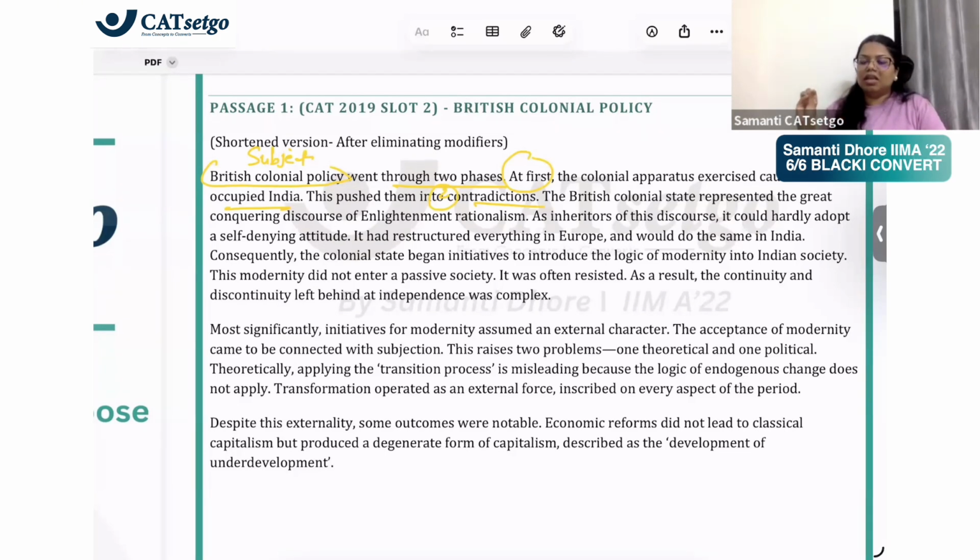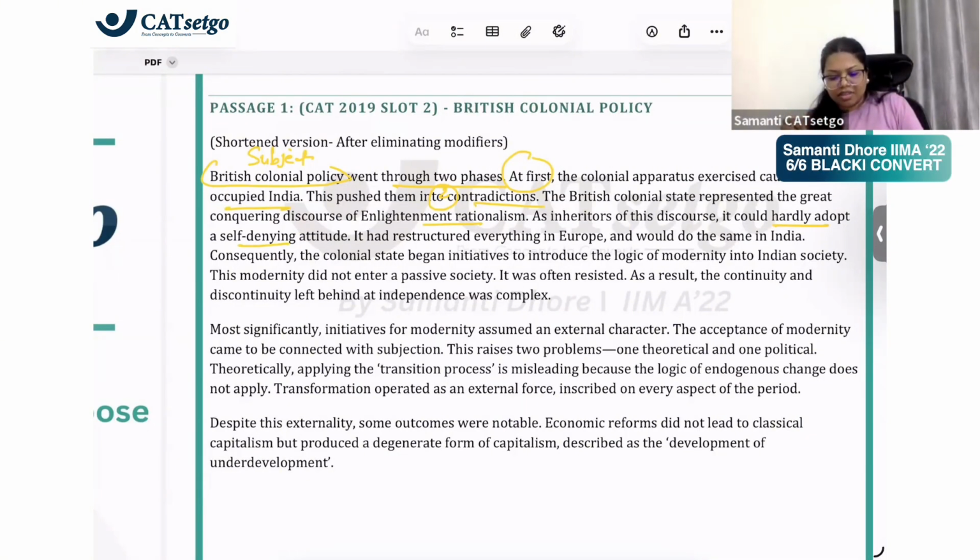The British colonial policy went through 2 phases. The first was tactically, they occupied the entire India. Second, what happens is that it put them into contradiction. What kind of contradiction? That it represented some enlightenment rationalism, whose meaning I don't understand, but because of which it could hardly adopt a self-denying attitude. Self-denying attitude means to say no to oneself.